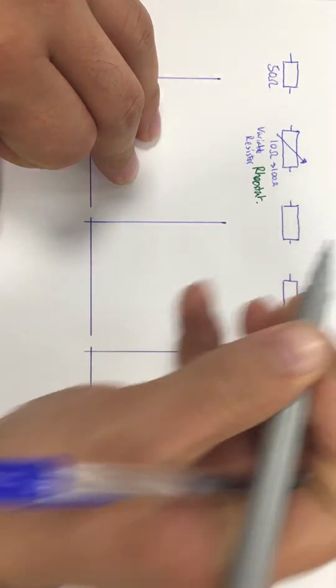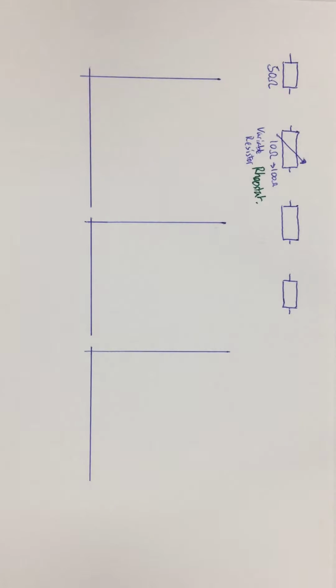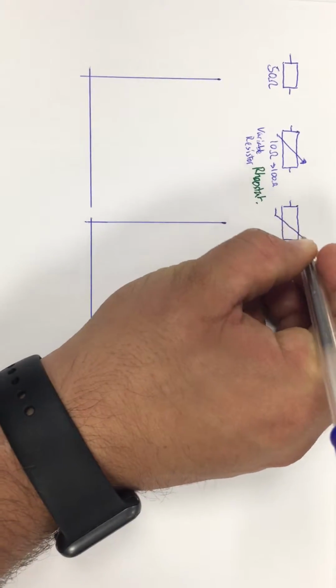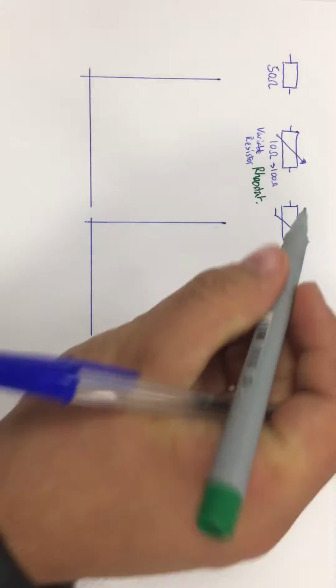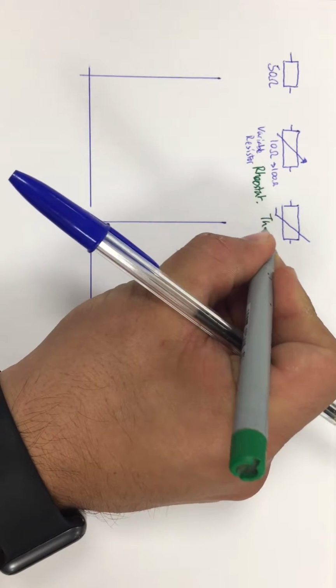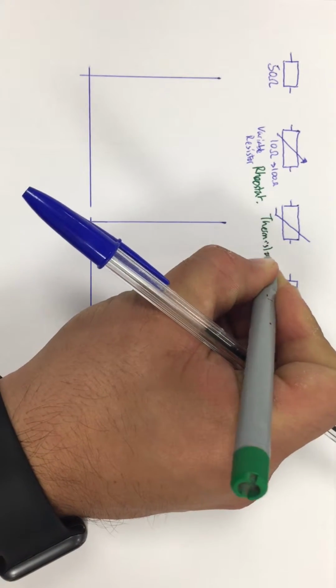Okay. So we use variable resistors all the time, but sometimes we don't want to have to change the resistance manually. We want a device that will respond to certain stimuli. So this is where our thermistor comes in. A thermistor looks like a regular resistor, but with a hockey stick across it. So this is our thermistor.